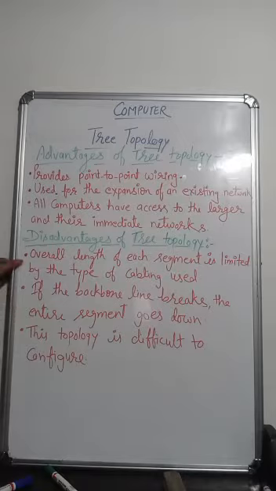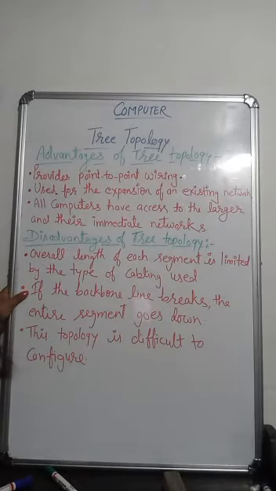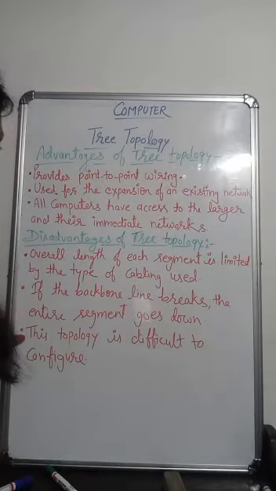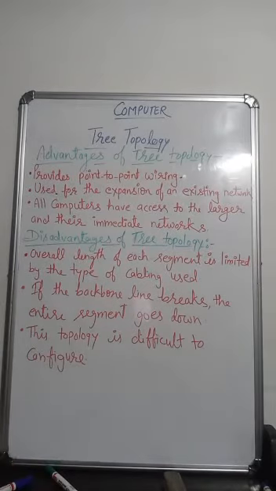First, in this topology, the overall length of each segment is limited by the type of cabling used, and if the backbone line breaks, the entire segment goes down. Okay, this topology is difficult to configure. Fine. Now the next topology is hybrid topology.